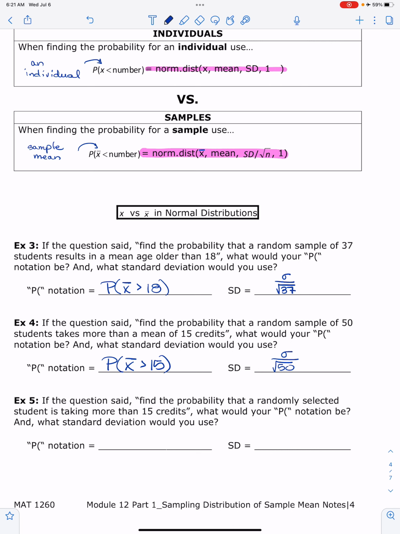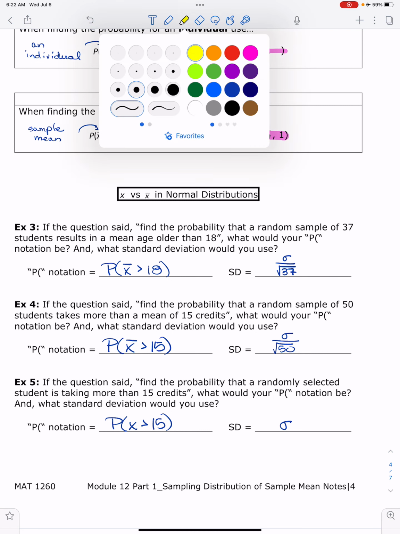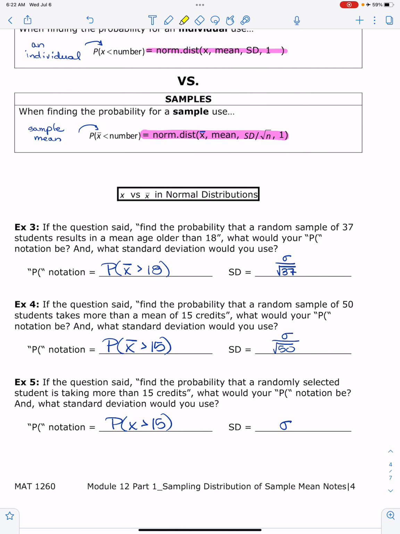Example 5. The question says find the probability that a randomly selected student. Randomly selected student means I'm using X. Taking more than 15, our standard deviation is just sigma. And let's see if we can color coordinate here. A randomly selected student, that's an X.